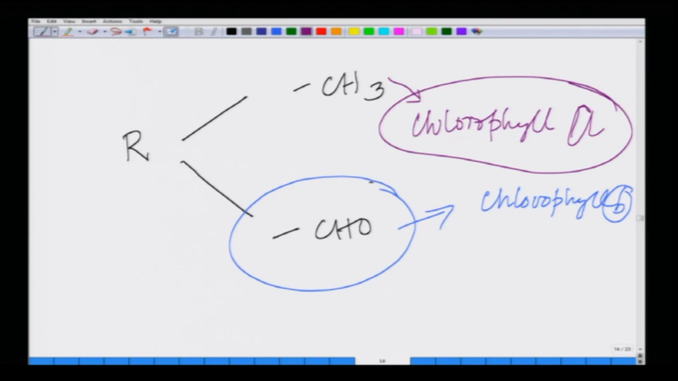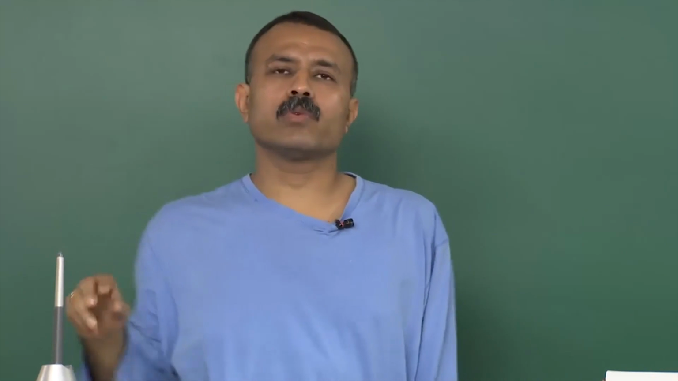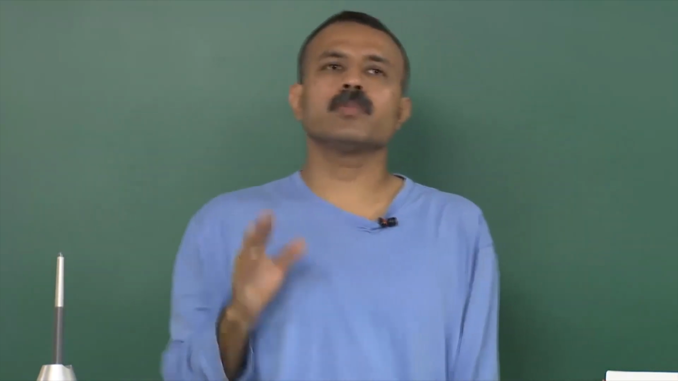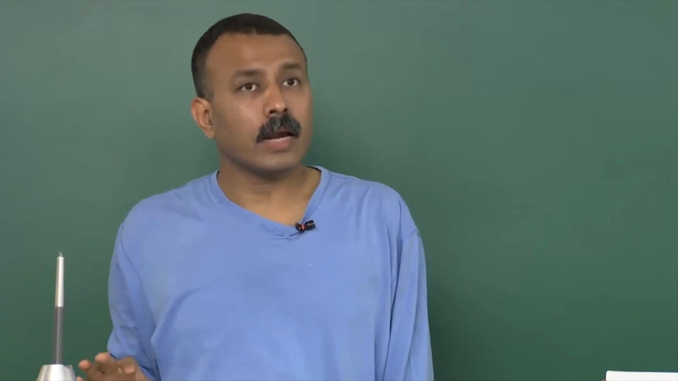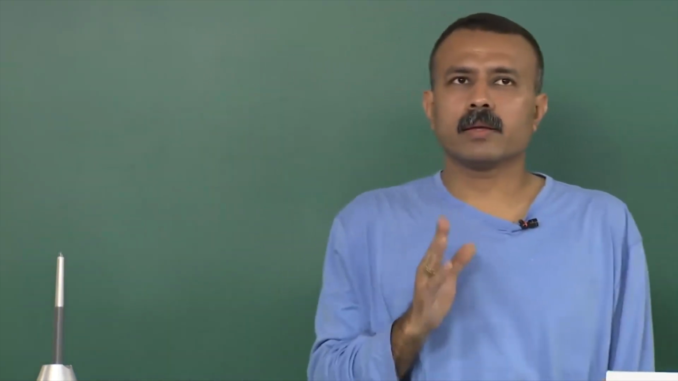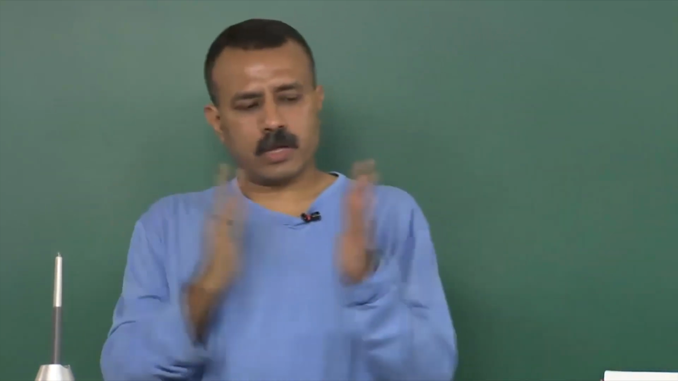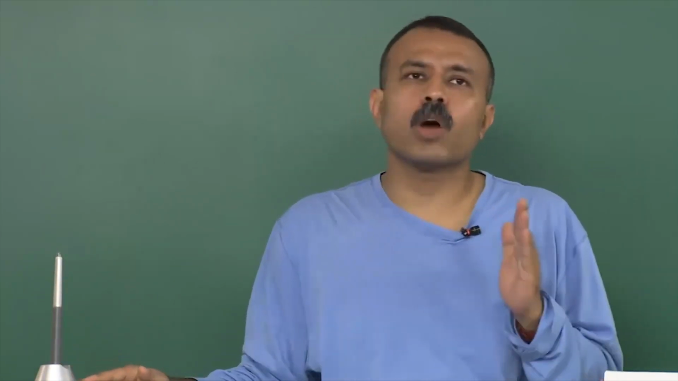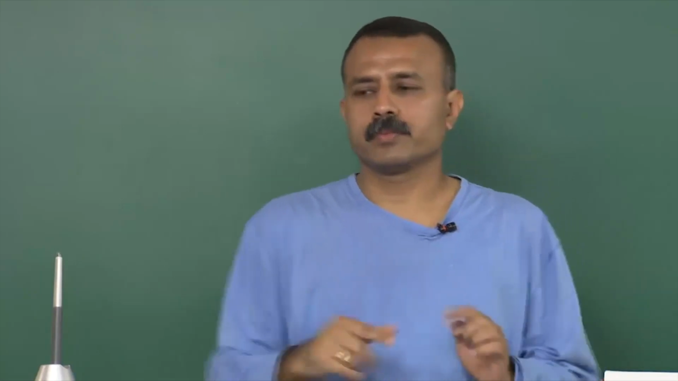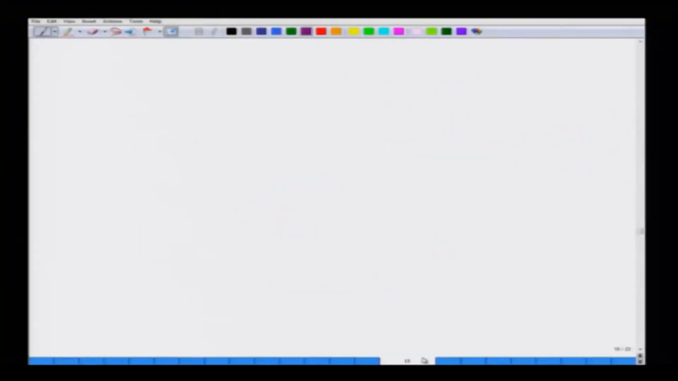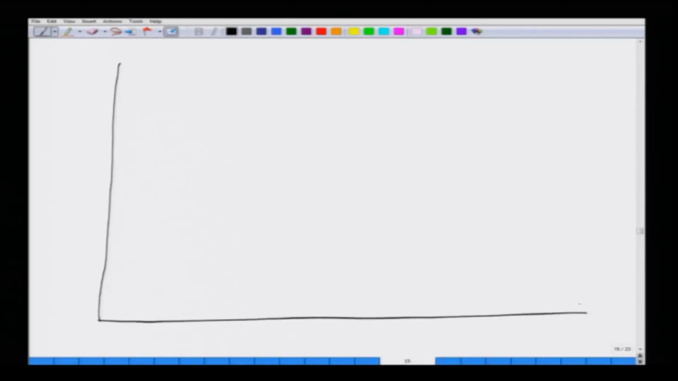Because of that one simple change at one of the R groups, its spectral properties slightly vary, and that is really helpful, because that way there is no rigid single spectrum. There are staggered spectra in terms of the absorption. Now let's look at the absorption spectrum of chlorophyll A and chlorophyll B. Coming back to the spectrum part, let's get the axis right. Absorption coefficient.